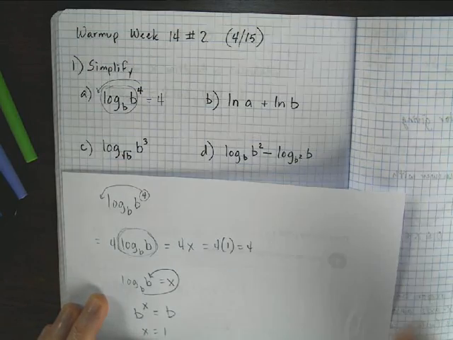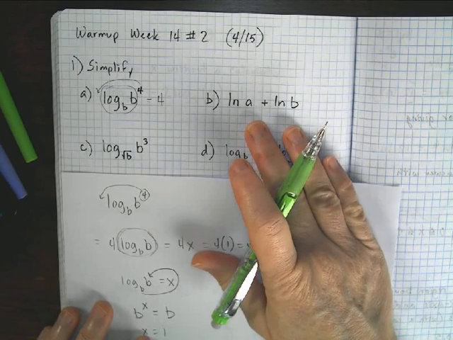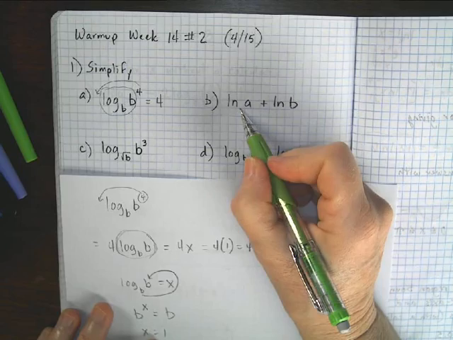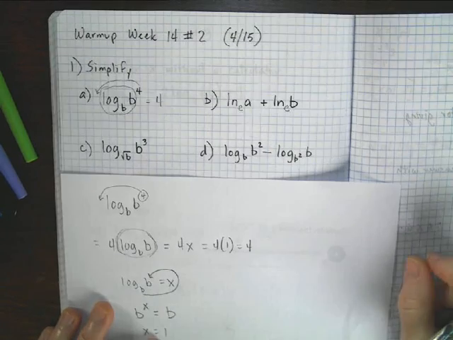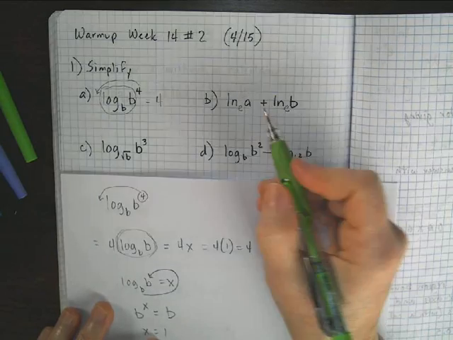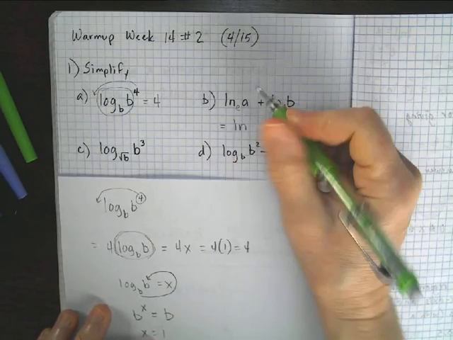Okay, next one, if you just look in your formula packet, we have formulas for this. If you're adding logarithms with the same base, notice these are both natural logarithms, so they have a base e. If you're adding logarithms with the same base, that means you just can multiply the values. So this is just the same as natural log of ab.